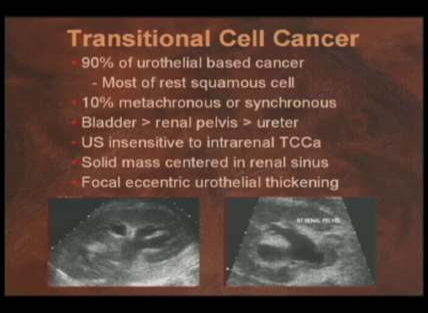Now, ultrasound is not sensitive in detecting transitional cell carcinoma in the kidney, ureter, or renal pelvis, better in the bladder. When it is seen, it's often seen as a solid mass centered in the renal sinus, or as shown in this image, focal eccentric urothelial thickening, seen here in the upper pole of this kidney, or thickening of the renal pelvis, as seen in this transverse view.